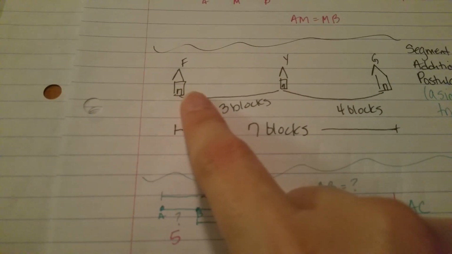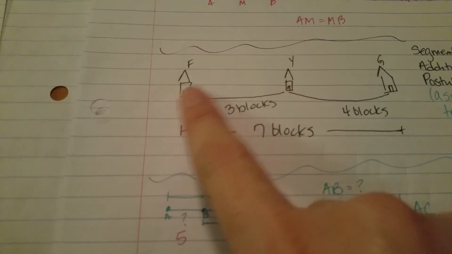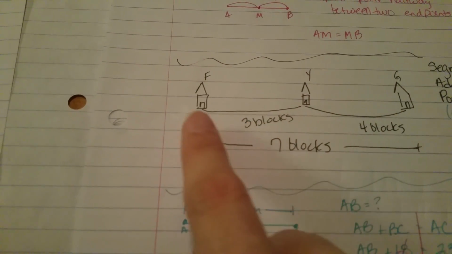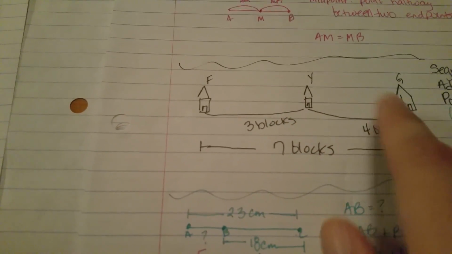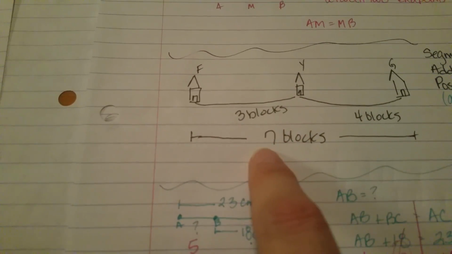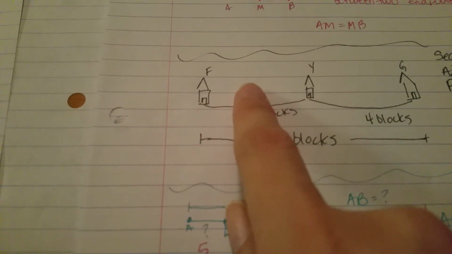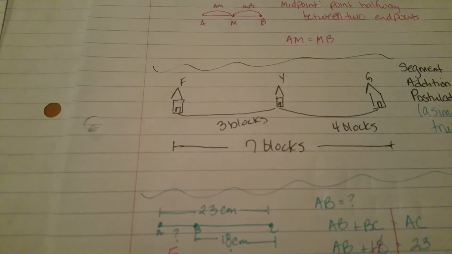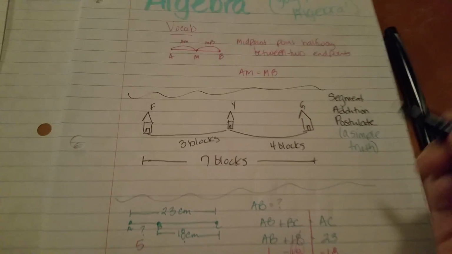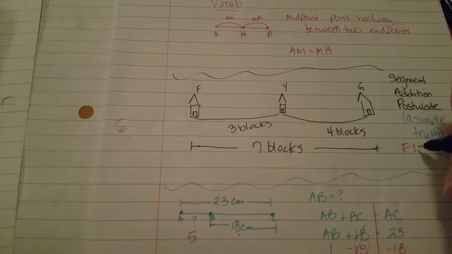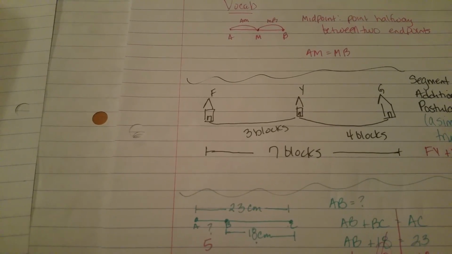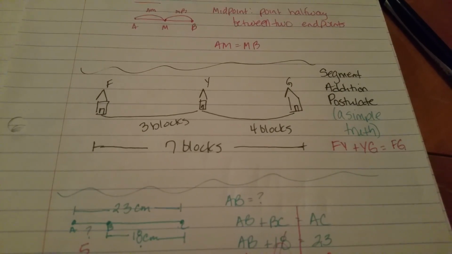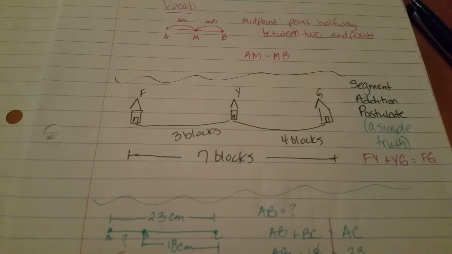Now let's say you live 3 blocks from your friend's house and you and your grandmother live 4 blocks apart. If you go from here to here, you went 3 plus 4, which is 7. So this plus this is the same as this. So let me write that down for you. The segment addition postulate just says that FY plus YG equals FG. That's it. Makes sense, right?